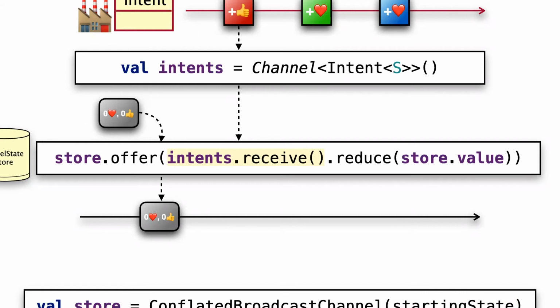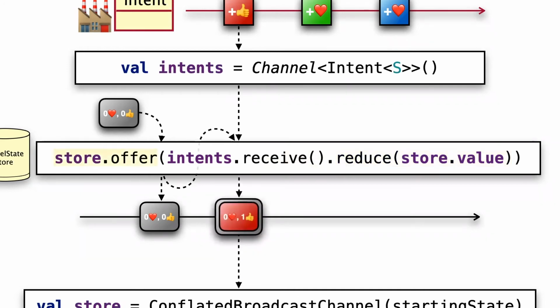When we get our first signal, our first thumbs up intent, then receive, which is a blocking call of sorts, waits on some data, and when the actual intent comes through, you get this intent and you can work on it. Having this intent, we can call the reduce function on it, giving it our old value. So we take our conflated broadcast channel, quite the mouthful, our store, we take the current value, and we pass it to our intent through the reduce call. By doing this, as I've shown earlier, we get a new state.